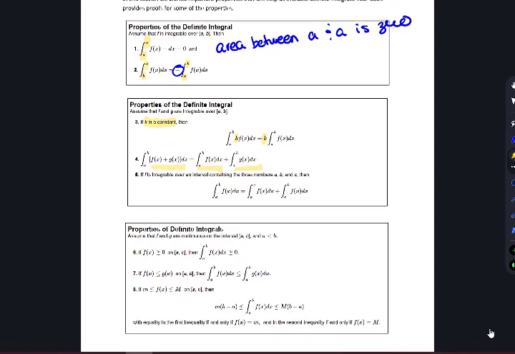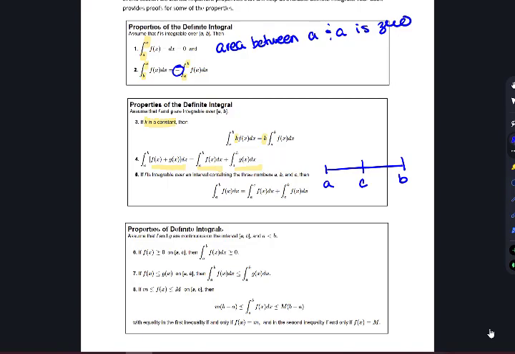The next one says, let's say we're interested in integrating over the region from a to b, but there is a number c in the middle. Well, the area over the function from a to b is going to be equal to the area from a to c plus the integral from c to b.